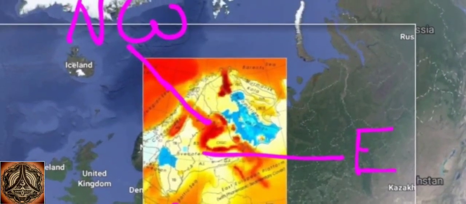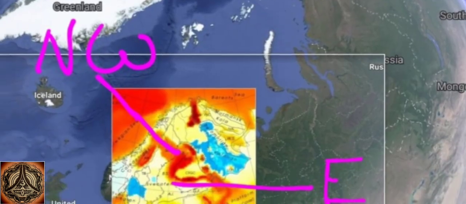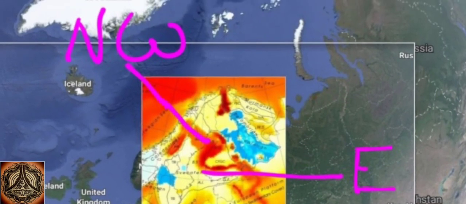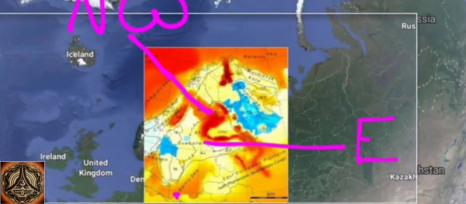I have marked here east and northwest, because in a way it is aligned in these directions as well. Of course we have also this direction and we have this direction. But we have north, west and east.